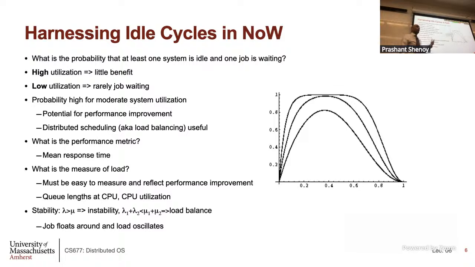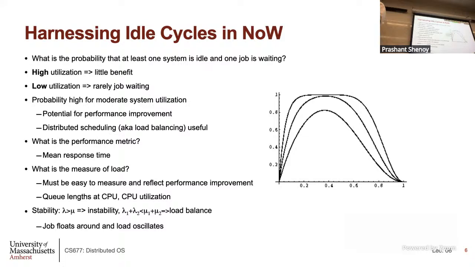Because if the OS scheduler says, here's a job that needs to be offloaded to some other machine because the local machine is overloaded, it will try to go find an idle machine. It will not find any, typically, because the probability of finding a machine is low. So a distributed scheduler is not going to give you any benefit in this case.